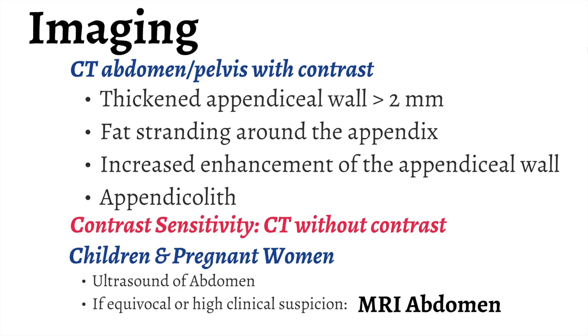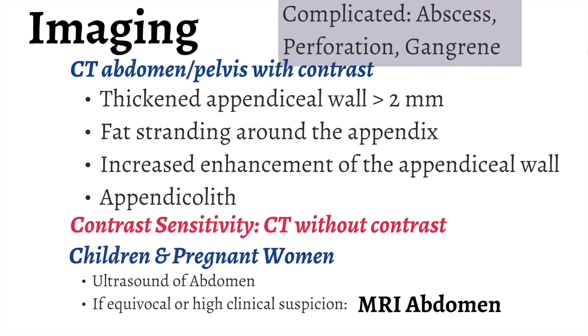Imaging is important to diagnose appendicitis, but imaging can also identify complicated appendicitis. Complicated appendicitis is associated with perforation, gangrene, or an abscess formation. In complicated appendicitis, controlling the underlying infection is very important. Finally, we come to treatment of appendicitis.